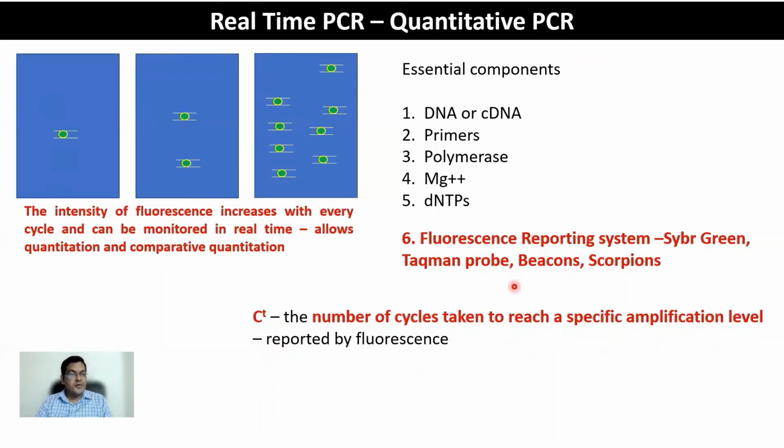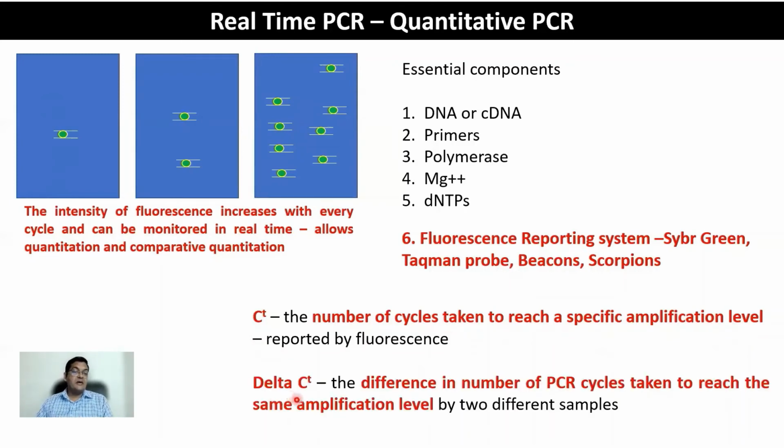And then the other important value is delta CT. Delta CT is the difference in the number of PCR cycles taken to reach the same level of amplification by two different samples. So if you are comparing two samples, the ratio of A by B can be given by 2 raised to power delta CT, right? Where delta CT is the difference in the number of cycles taken to reach the same amplification level, and 2 raised to power delta CT will give you the actual ratio of the initial concentrations of A and B.